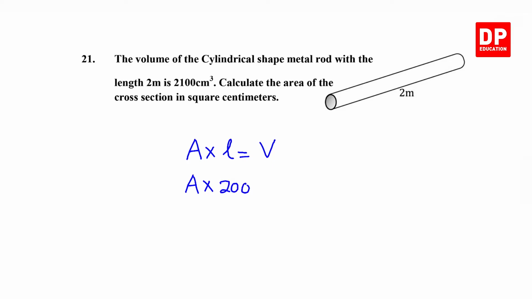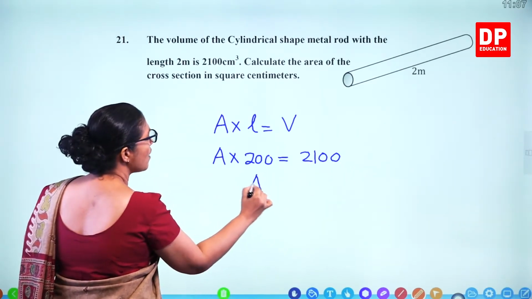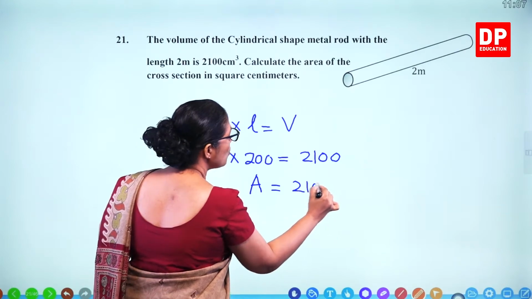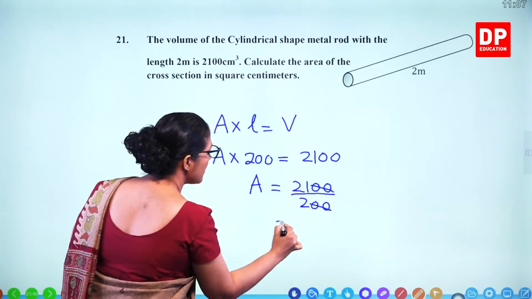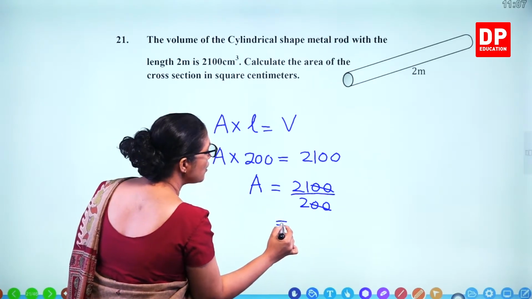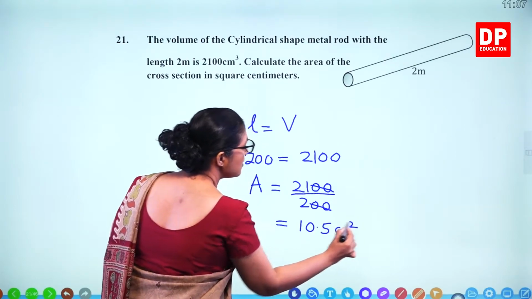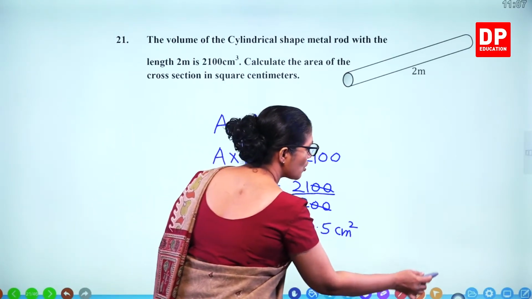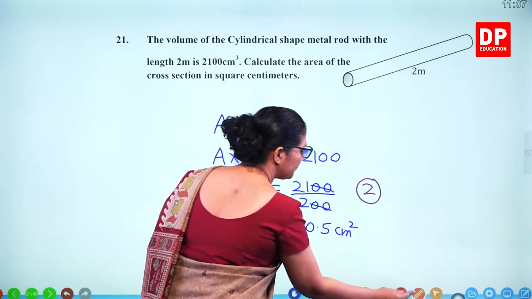A times 200 is equal to 2100. So what is A, the cross-sectional area? 2100 divided by 200. 2 zeros get cancelled out. 21 divided by 2. 10.5 square centimeters is the cross-sectional area. So 2 marks for that.